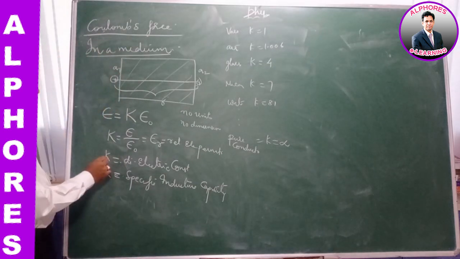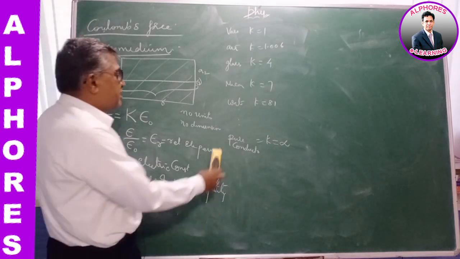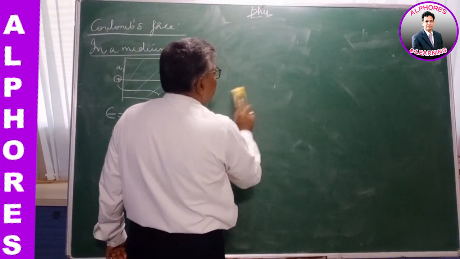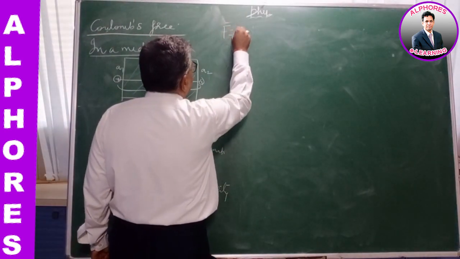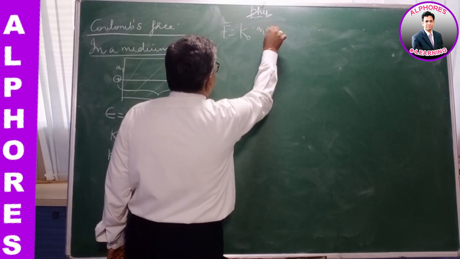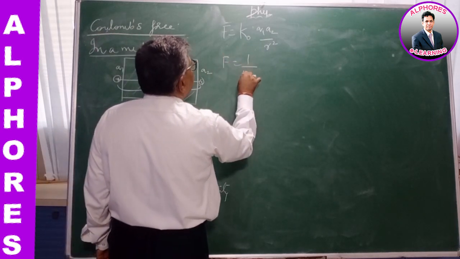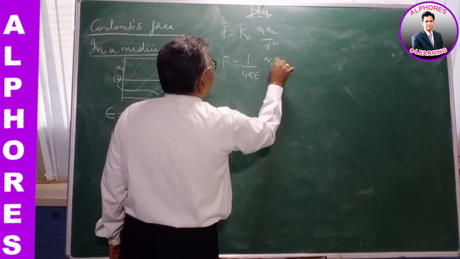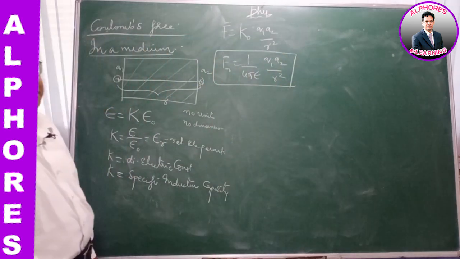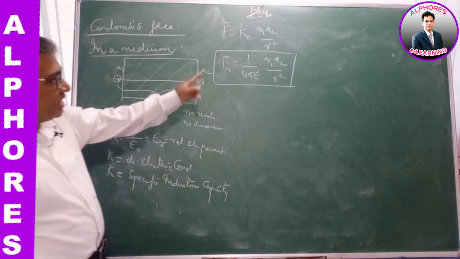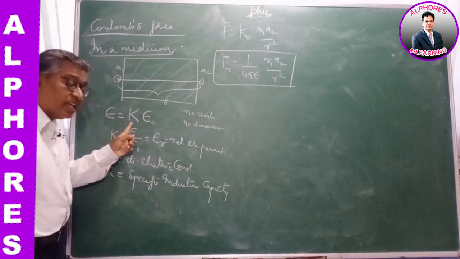So K, the dielectric constant or specific inductivity, is the ratio of the permittivity of the medium. Substituting this in the force we have defined, force F is equal to K naught Q1 Q2 by R square. K naught is Coulomb's constant. So this we have written as 1/4 pi epsilon Q1 Q2 by R square. Now this is the electric force between two charges when they are separated in a medium. It is 1/4 pi epsilon Q1 Q2 by R square. But epsilon is equal to K epsilon naught.